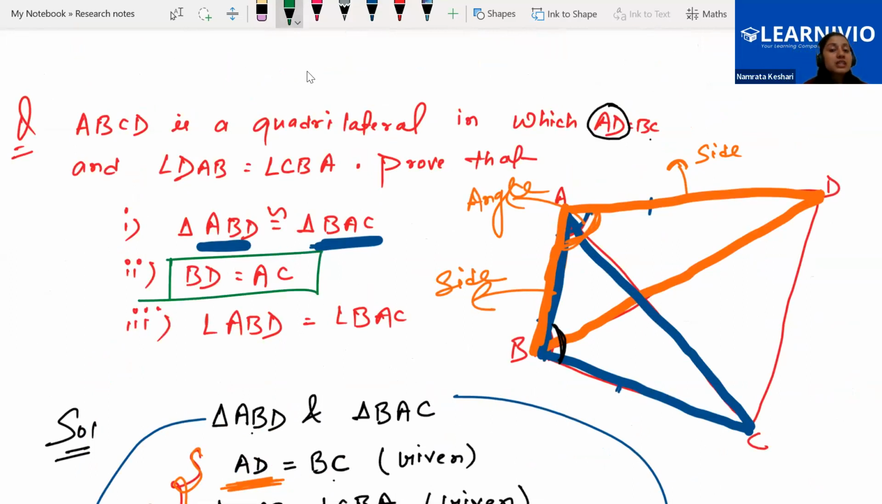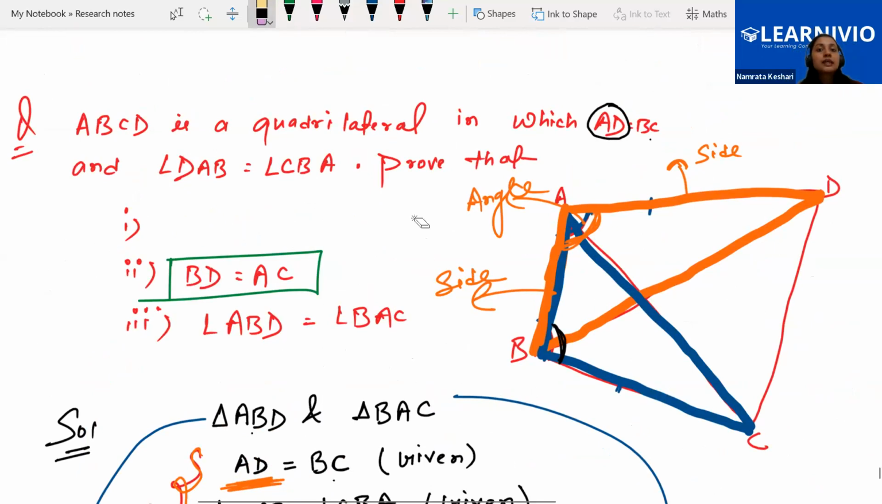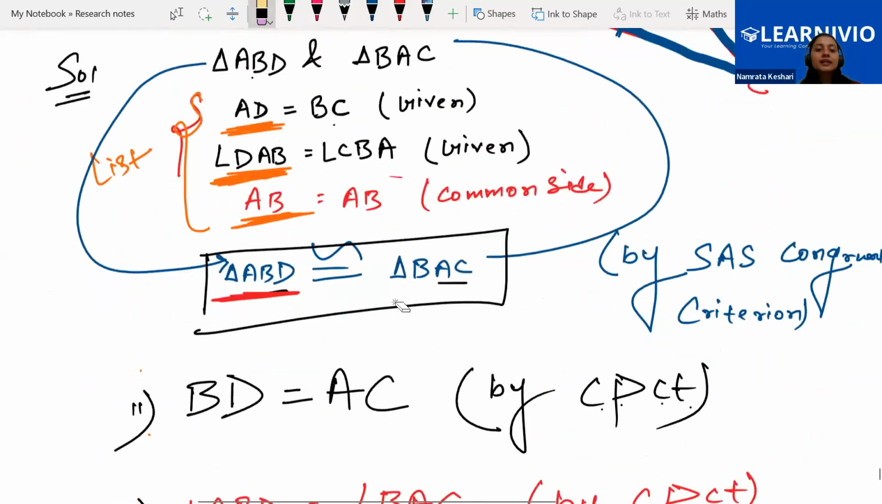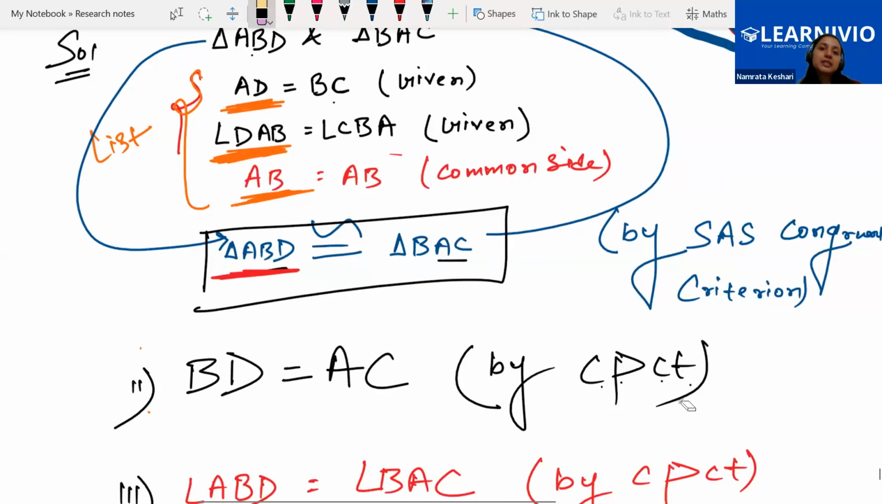If in the same question, in the previous question, instead of triangle ABD and BAC, it directly tells you, suppose this is not given, directly it tells you to prove that BD and AC are the same, then how will you prove? Still you will prove these two triangles congruent, and then directly you will write BD and AC will be the same automatically because these two are corresponding parts of the congruent triangles.